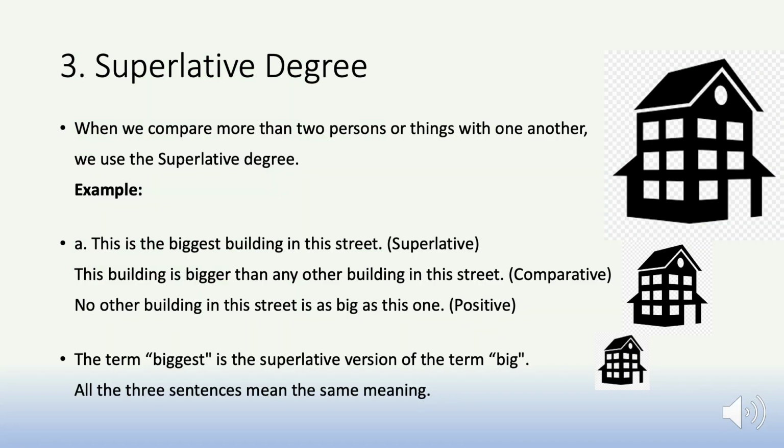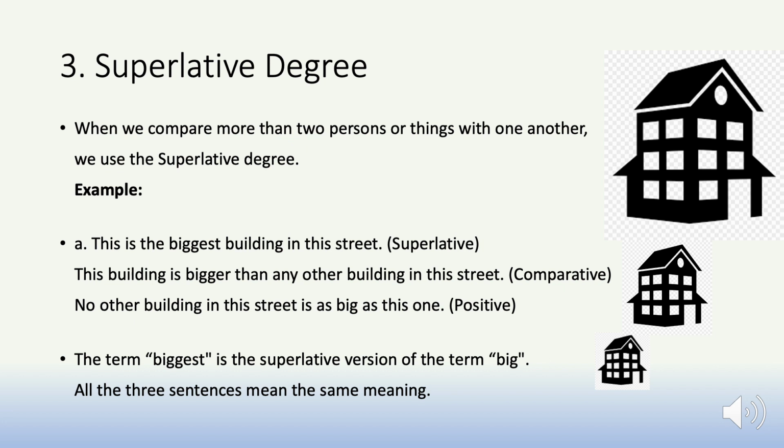So, when we compare more than two people or things or objects, then we use the superlative degree. As for instance, in this sentence, this is the biggest building in this street. Now, the same sentence can be written using the positive degree or the comparative degree without change in meaning. For example, we may say, this building is bigger than any other building in the street. The meaning remains the same.